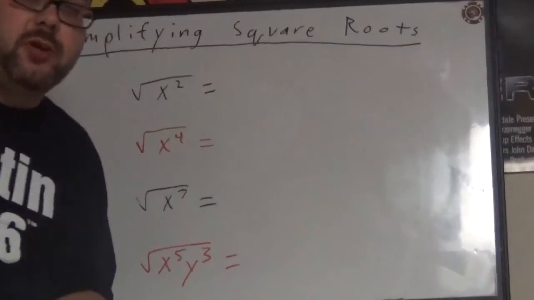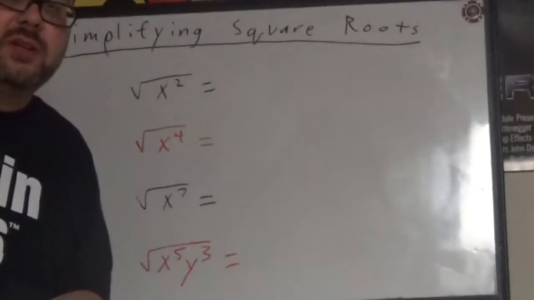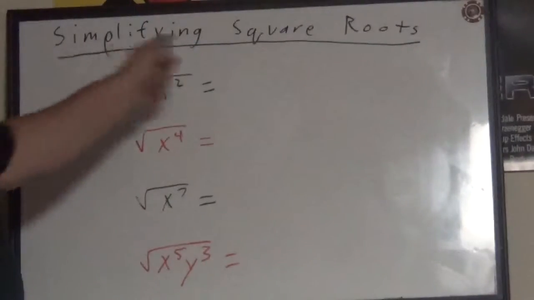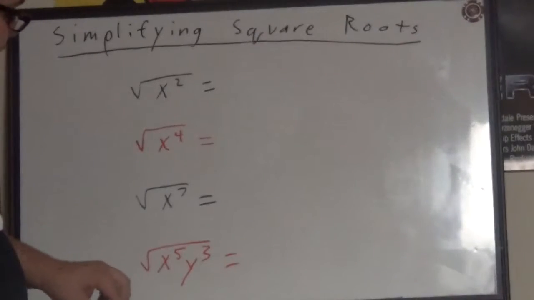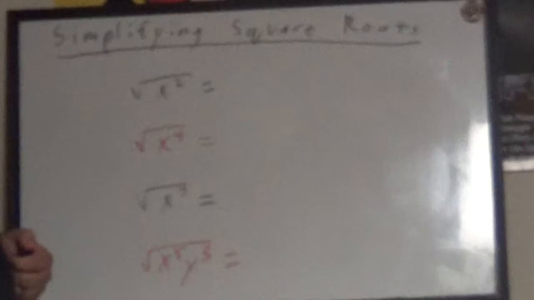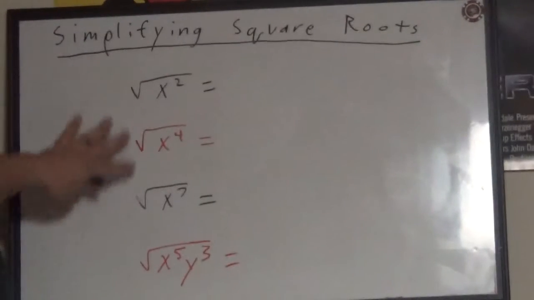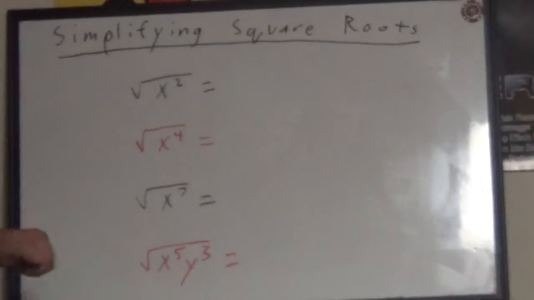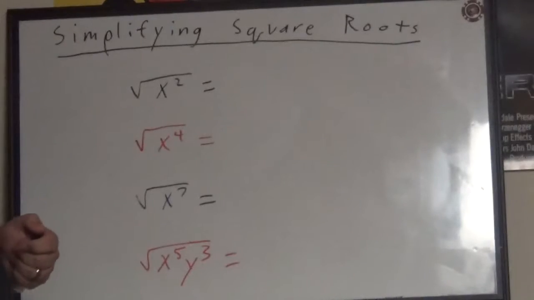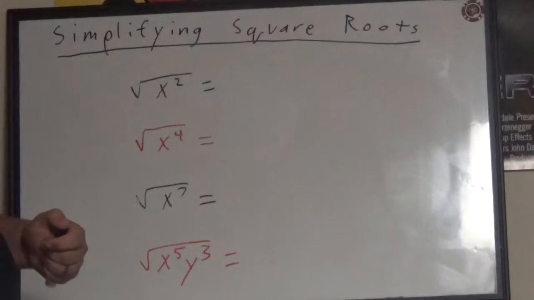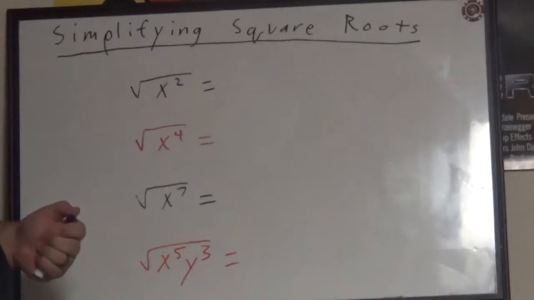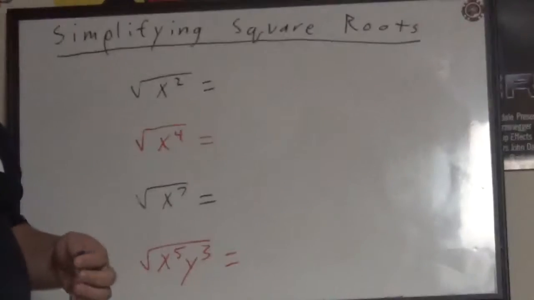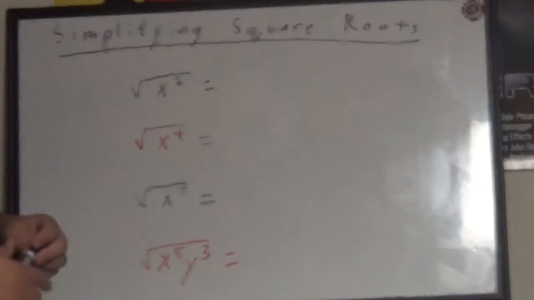Hey, this is Mr. Coker with Foundations of Algebra Lesson 3-2, Simplifying Square Roots with Variables. So, what I'm going to talk about is taking these types of problems and simplifying the square roots of variables with exponents using what I like to think of as the smiley face method. Sounds silly, but it works.